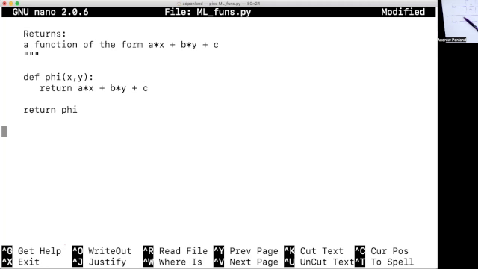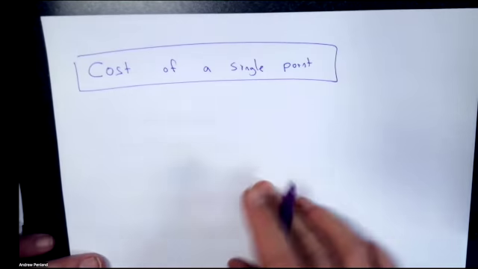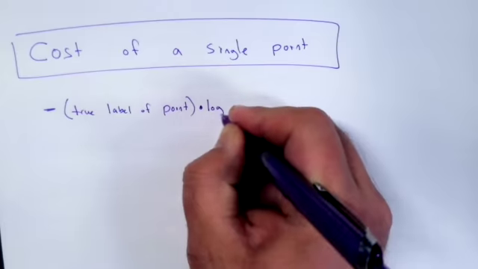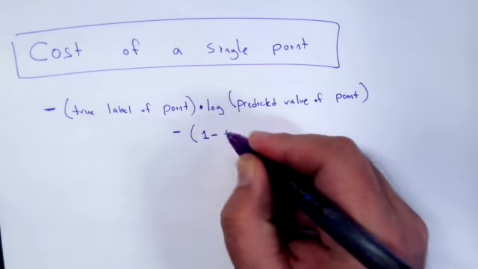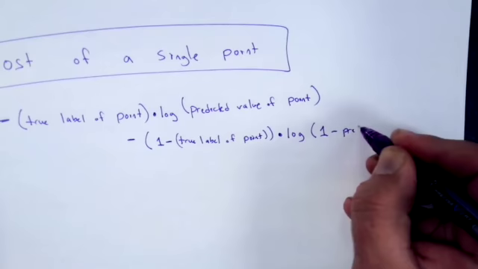And now I want to define this cost function that we talked about. It tells me how bad my evaluation of this function was at a point. So remember how we defined the cost of an x, y pair if we have a prediction function. The cost of a single point is going to be minus the true label of that point times log of the predicted value, minus 1 minus the true label of the point times log of 1 minus the predicted value at that point.